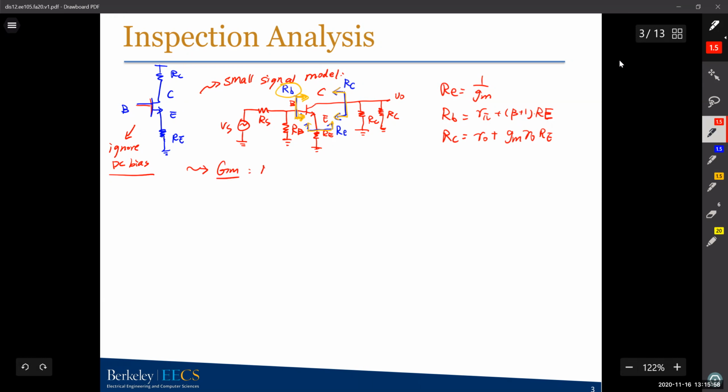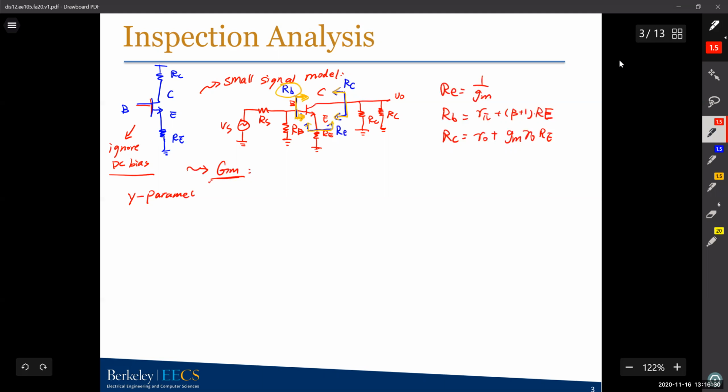This is called transconductance. So Gm is called transconductance. I'm sorry, I'm not sure if it's called conductance or transconductance, but I'll just use Gm here. The capital Gm here is used in the Y parameter model.